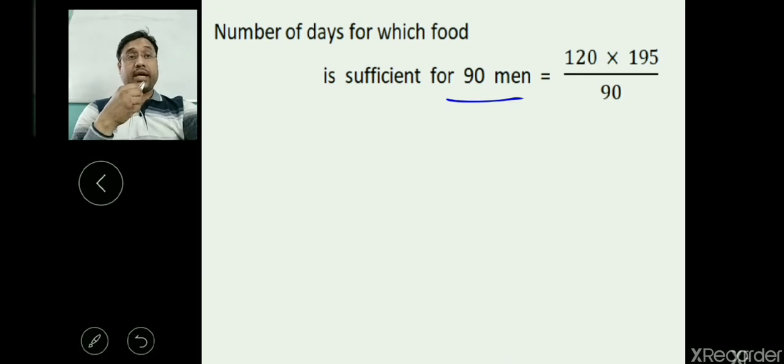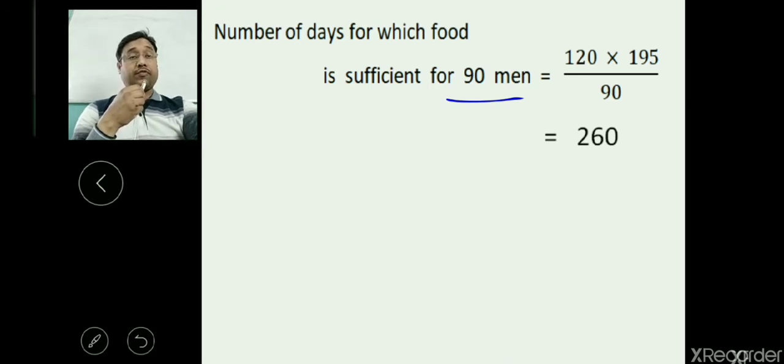Here you know that if the number of men is more, then the number of days is less, because now 90 men are there. So the statement you can write is: more men, then fewer days. For finding the value for any other number of men, you will divide here. So we will divide that, and you will get 260. That means now the food will last 260 days.